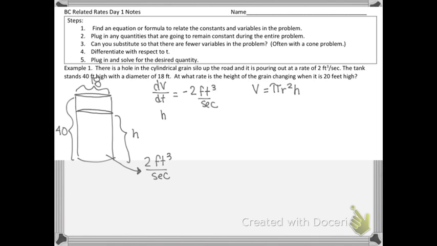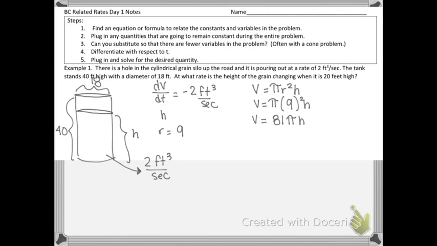So in a minute, we're going to be taking the derivative of this equation. But first, I get to plug in any values that remain constant during the entire problem. So the radius of this grain is not changing. It's staying constant. So since the diameter is 18, the radius is going to be 9. So I'm going to go ahead and plug in 9 here for radius since that stays constant the whole time. So my formula is going to be 81 pi h.